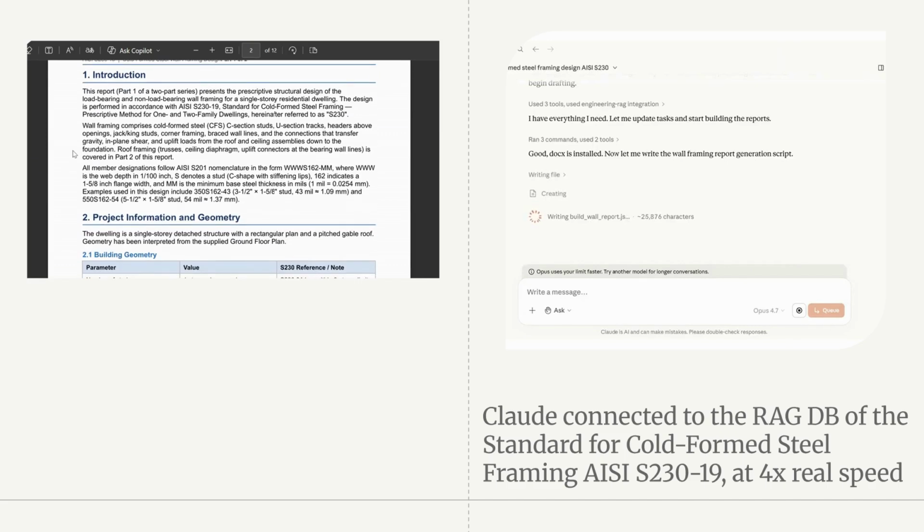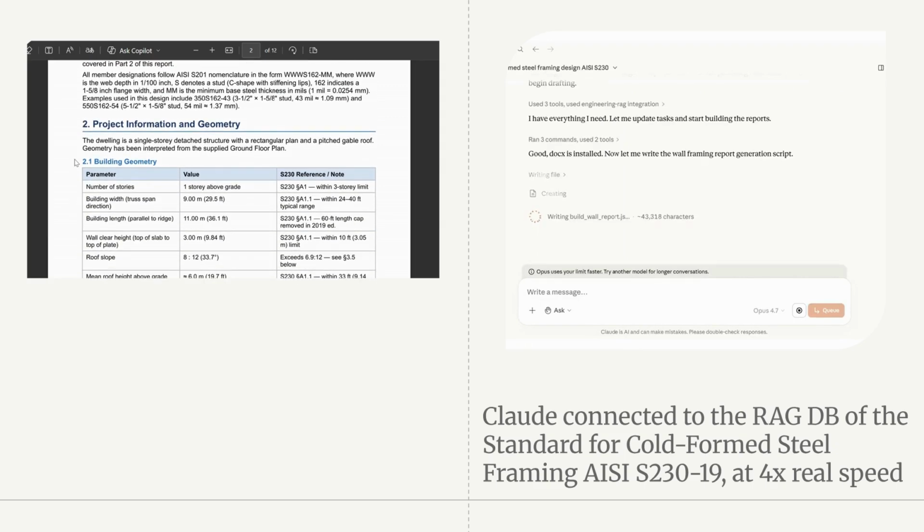While I told Claude simply to detail the light gauge cold-formed steel structural framing, Claude has correctly interpreted from the S230 standard the steps required, as indicated in the report, quoting, "Wall framing comprises cold-formed steel, CFS, C-section studs, U-section tracks, headers above openings, jack and king studs, corner framing, braced wall lines, and the connections that transfer gravity and plane shear and uplift loads from the roof and ceiling assemblies down to the foundation. Roof framing, trusses, ceiling diaphragm, uplift connectors at the bearing wall lines is covered in Part 2 of this report."